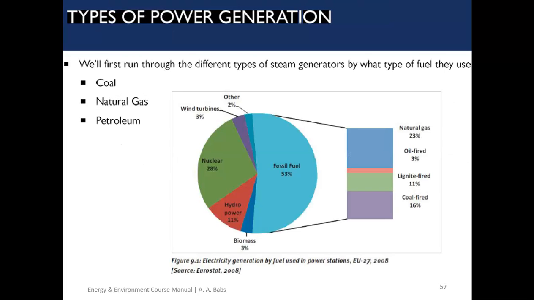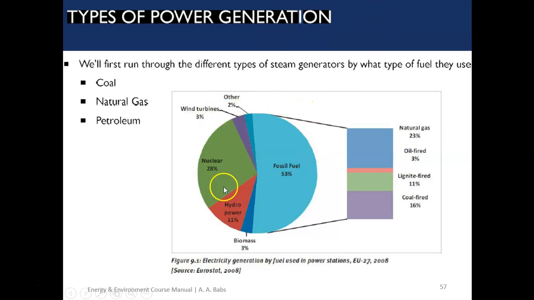There are different types of power generation plants that we have. Some of them are renewable, some of them are conventional. The conventional ones include the coal power generation plants, the natural gas and petroleum power generation plants, and then we have the renewable power plants too.